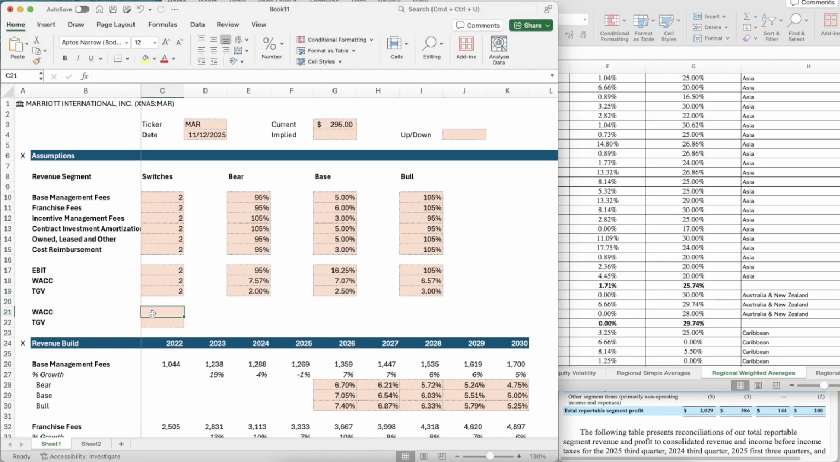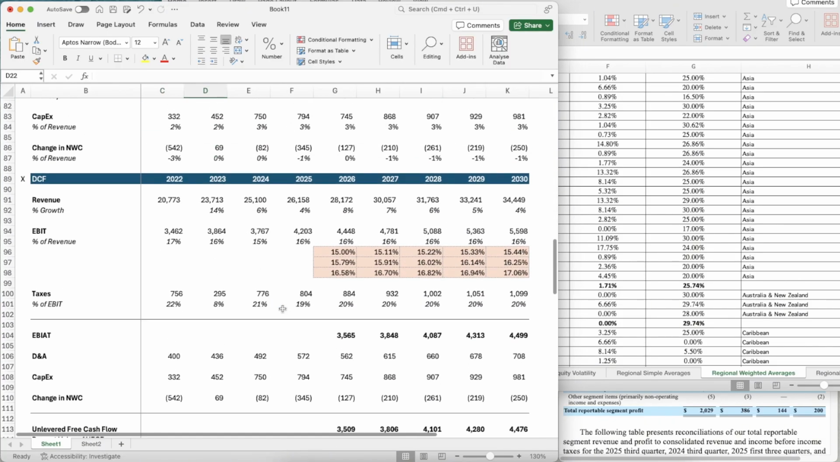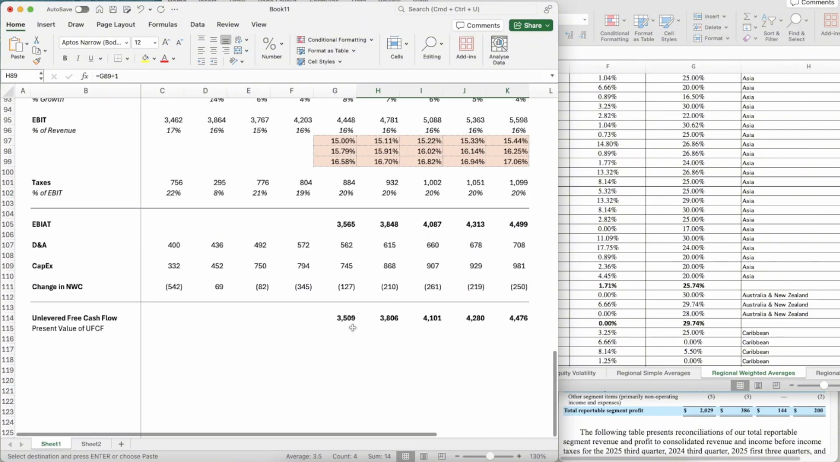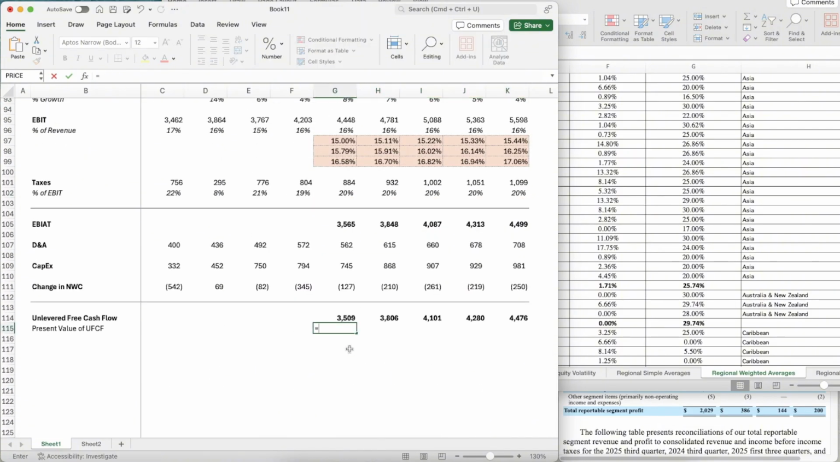Okay, the WACC, we just go equals choose. Instead of offset, we use choose. Take all of these in order. Do the same here for the terminal growth value. Okay, we're almost done. Above the forecasted figures on the DCF, just put numbers 1 to 5, because we're going to use that, you'll see, as we calculate the present value.